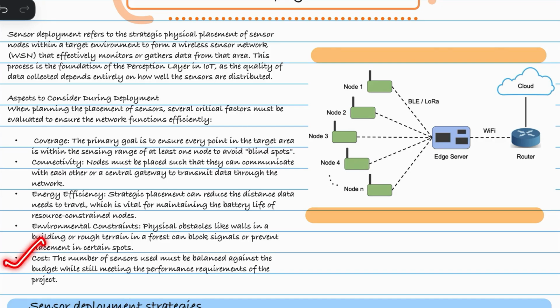And then we also have cost. We need to make sure that every sensor is cost efficient, right? So you must balance the absolute budget of the project against the minimum number of nodes required to maintain the performance. There should be a good balance, because every sensor costs money, so it should be used efficiently.